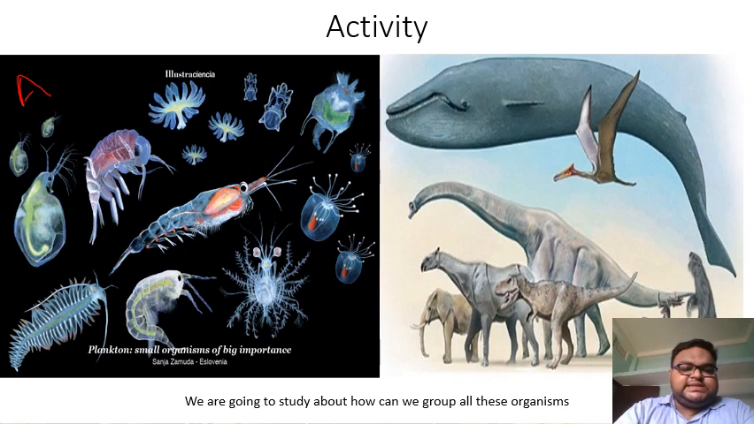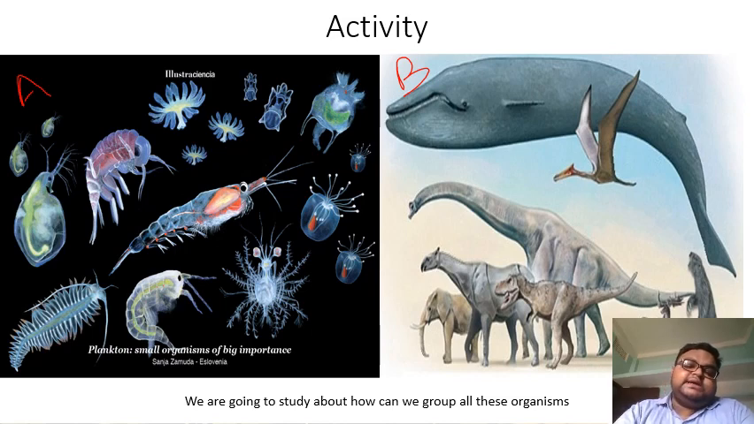Let's name this picture as A and let's name this picture as B. So now I want all of you to focus your attention on the picture A. Students, what can you see in this picture A? Yes, right. So there are different types of organisms. There are very small little organisms present in the picture A, isn't it?